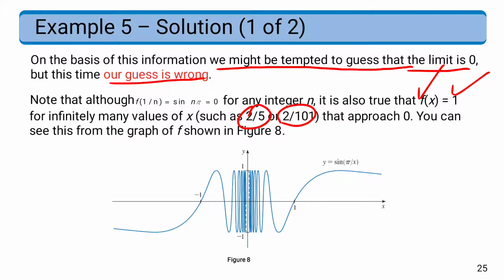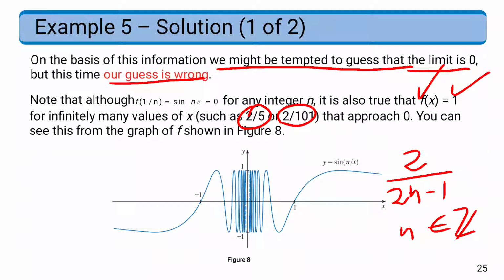In fact, try 2 over 2n minus 1, where, for simplicity, let n be just an integer. So try that. Try as many as possible. You find that you will not get 0. Make n as large as possible to show that you want to approach 0. Then you'll find that you will not get 0.